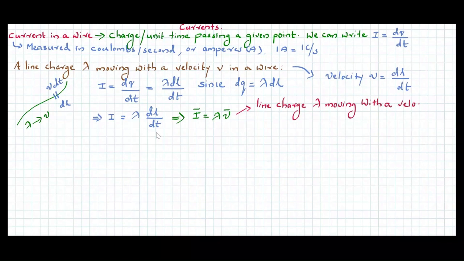A line charge lambda moving with velocity v in a wire constitutes a current I equal to lambda into v.